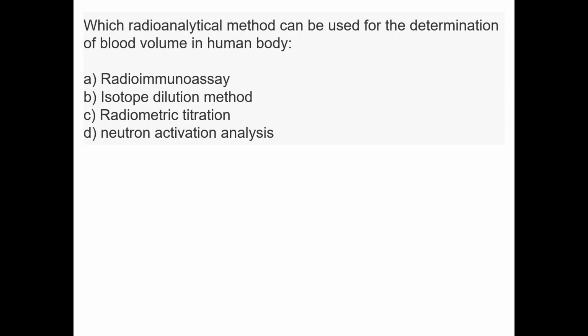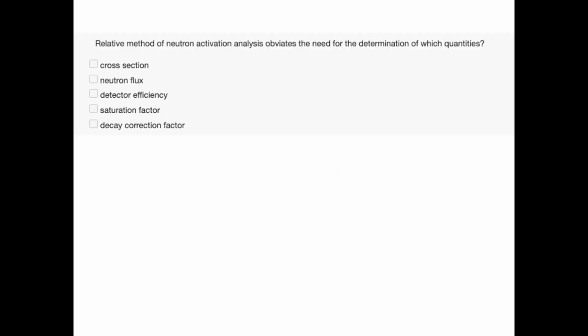Next one is: which radioanalytical method can be used for the determination of blood volume? It is B, yes, isotopic dilution method. Exactly, this is the isotopic dilution method. I have written the answer right, but the option wrong. Okay. Relative method of neutron activation analysis obviates the need for the determination of which quantities: cross section, neutron flux, detector efficiency, saturation factor, or decay correction factor.